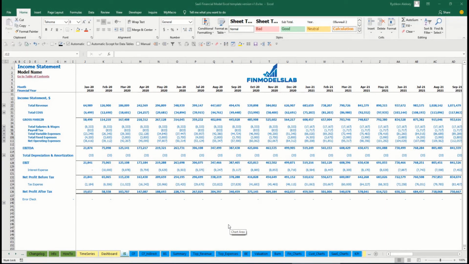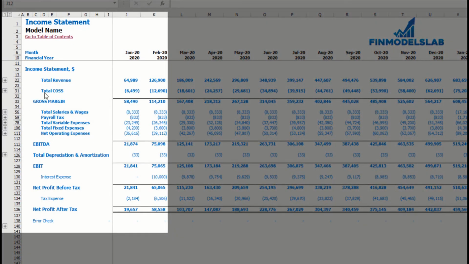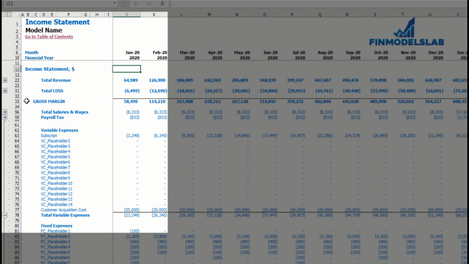On the Income Statement tab, you may see the main line items of your profit and loss, which is total revenue, total cost of services sold, gross margin, salaries and payroll taxes, variable expenses, fixed expenses, EBITDA, total depreciation and amortization, EBIT, interest expense, net profit before tax, tax expense, and as a result, net profit after tax. Please note that by clicking on this plus button, you can unhide each category and see the digitalization, for example for the fixed expenses or variable expenses, and for any other category. You may see the values by months and all the breakdown by line items.